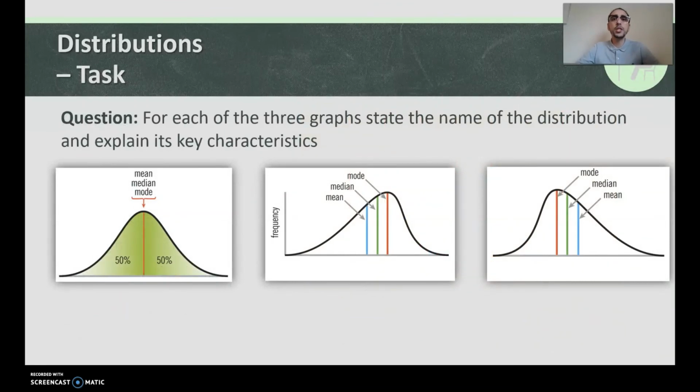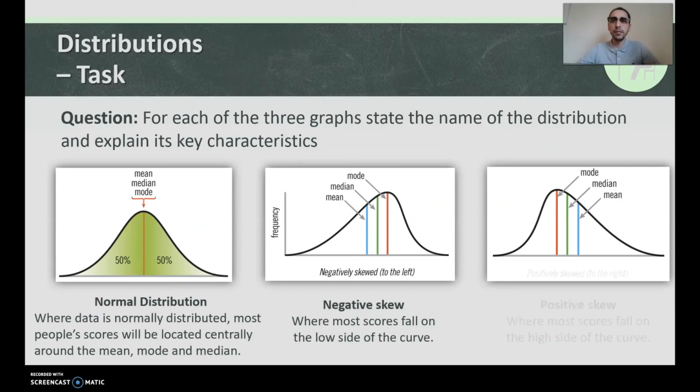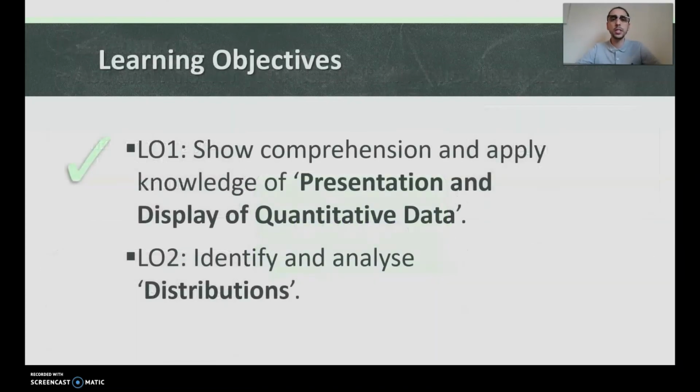There we go. For each of the 3 graphs, state the name of the distribution and explain its characteristics. On the left, that is a normal distribution, where data is normally distributed. Most people's scores will be located centrally around the mean, mode, and median. This one is negatively skewed, where most scores fall on the low side of the curve. And this is a positive skew, where most scores fall on the high side of the curve. And that's distributions, right? Some of them are normally distributed, some of them are skewed to the left, some are skewed to the right, and that's all you need to know.